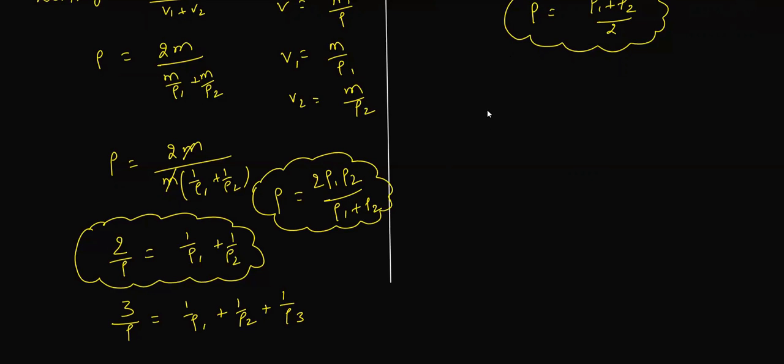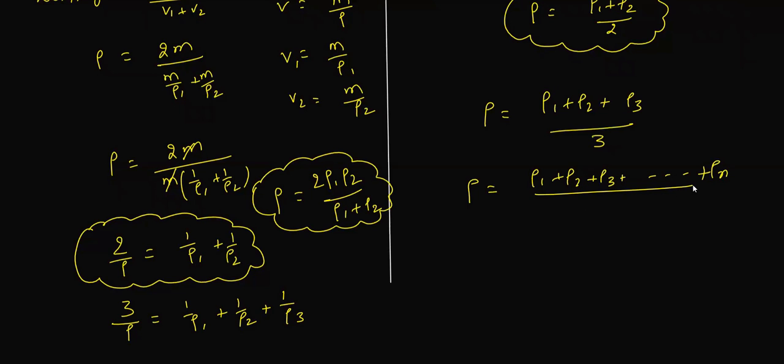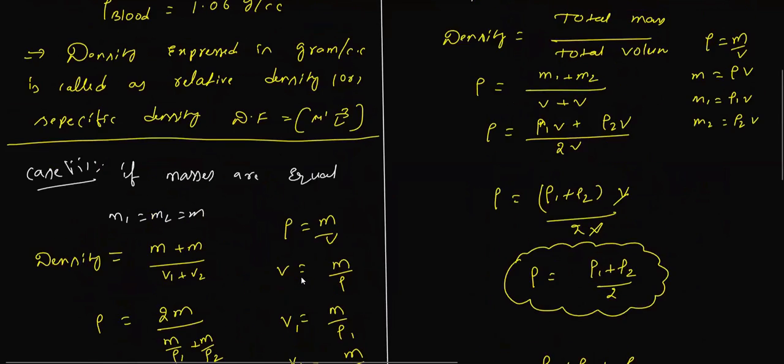If you want to write for 3 liquids, rho equals rho 1 plus rho 2 plus rho 3 divided by 3. You can extend this to any number: rho equals rho 1 plus rho 2 plus rho 3 and so on up to rho n, divided by n. When volumes are equal, we get this equation. When masses are equal, the densities combine as this equation, which we have to understand carefully.